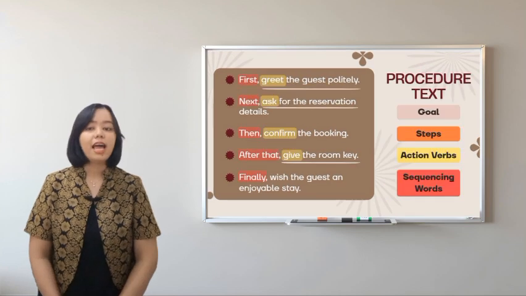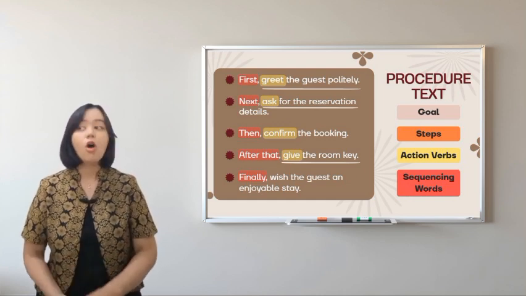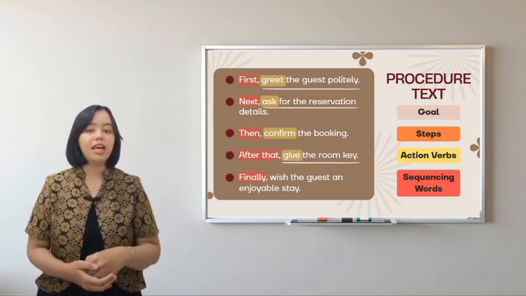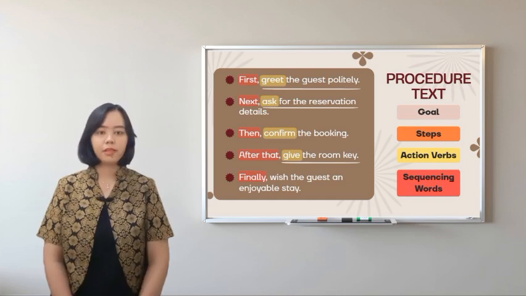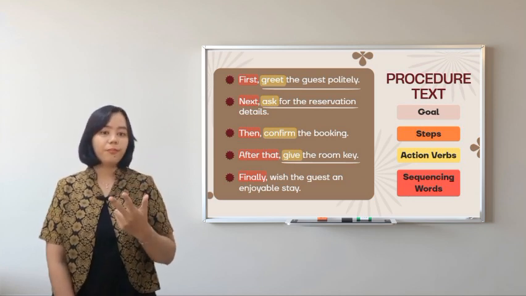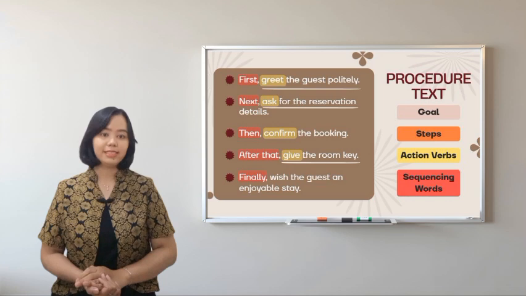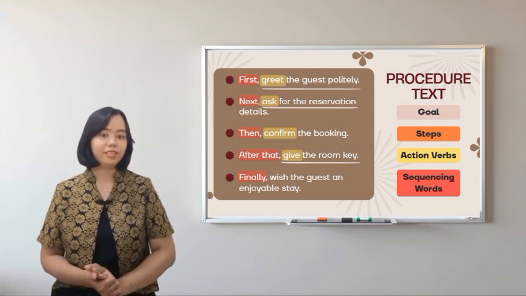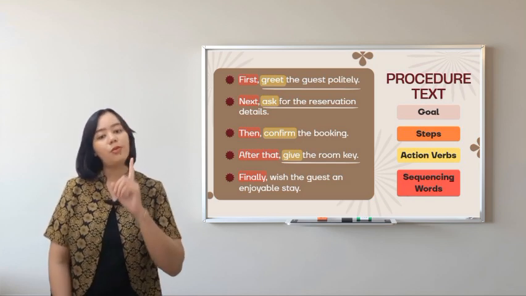A procedure text has a goal, steps, action, and sequencing words. What are sequencing words? That's right. Sequencing words like first, next, then, after that, and finally. Notice the verbs: greet, ask, confirm, give. These are action verbs. We also use imperative sentences, such as greet the guest politely or ask the reservation details. Don't forget to use polite expressions. Guest satisfaction is number one in hospitality.